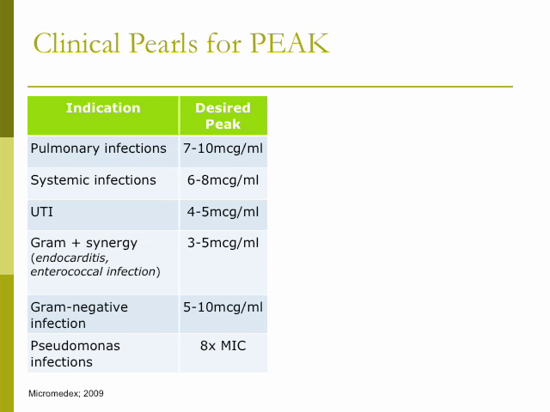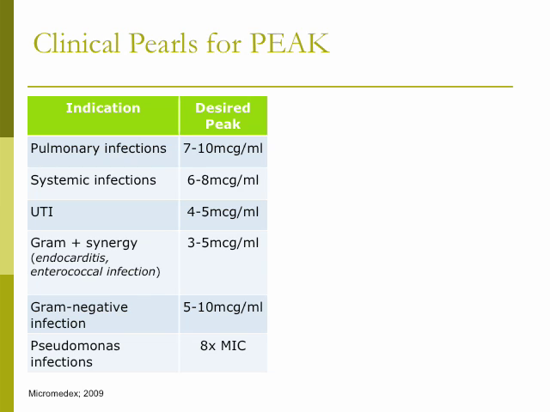Keep in mind when you're using traditional dosing, depending on the type of infection you have, because aminoglycosides do not penetrate some areas very readily, like the lungs, it's recommended for certain types of infection that you shoot for a higher peak. So, for example, with pulmonary infections, the desired peak should be closer to 7 or 10, and in some institutions I've seen them push it all the way up to the 10.